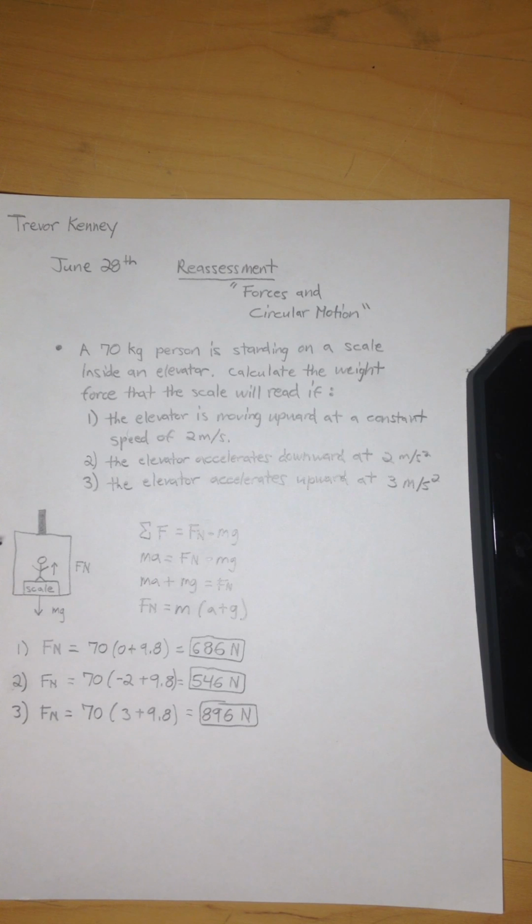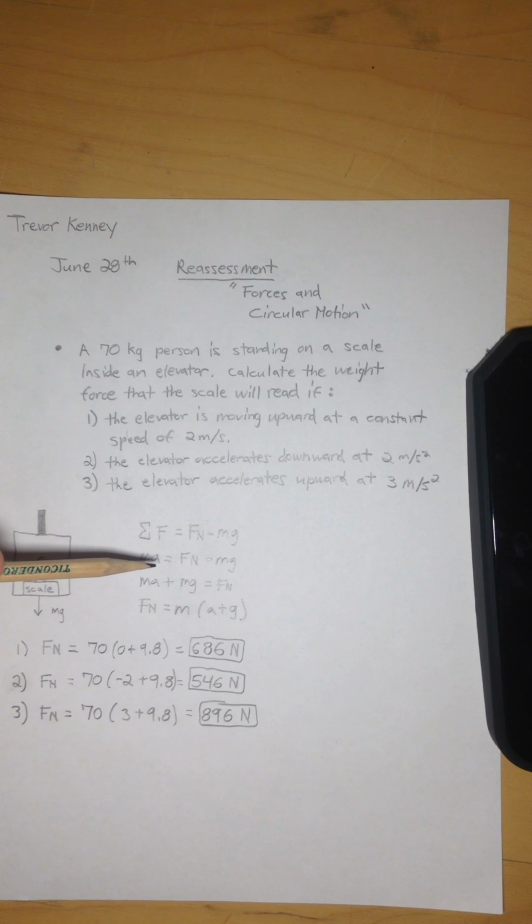So here's my little diagram of what's going on. The man in the elevator standing on a scale. And of course you have the downward force of gravity and the upward normal force. So I started off by just drawing my general equations, and right here we have net force equals the normal force minus the weight force. And of course the net force is equal to ma, which is mass times acceleration.